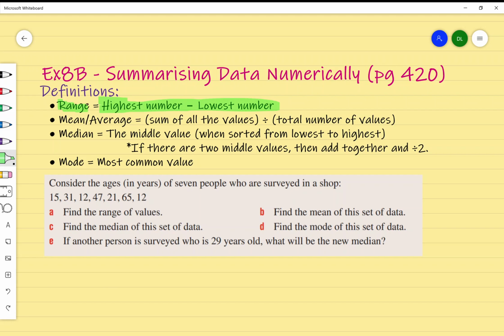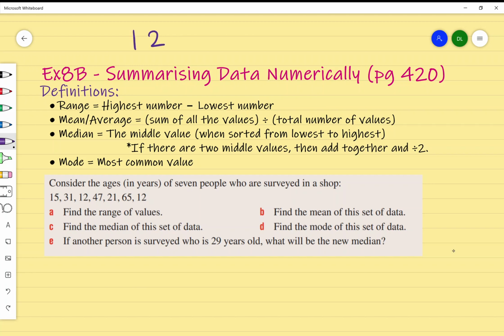I'm going to jump into the example so that hopefully we can see this in action. So we're considering the ages in years of 7 people who are surveyed in a shop. The ages are 15, 31, 12, 47, 21, 65, and 12. First thing I'm going to do, I'm going to put them in ascending order so we can really see which one's smallest, which one's bigger. Now you remember ascending order means smallest to biggest. So I'm going to write my smallest values first. I'm going to write that up the top so we can see actually.